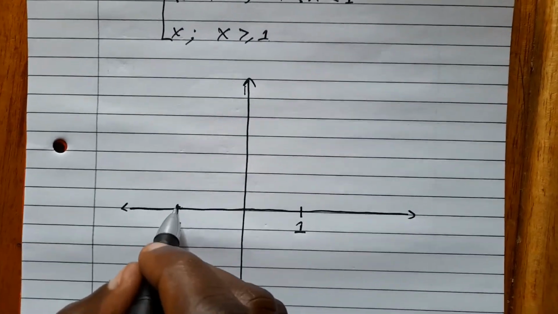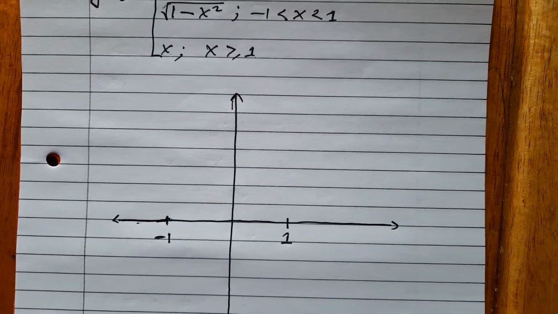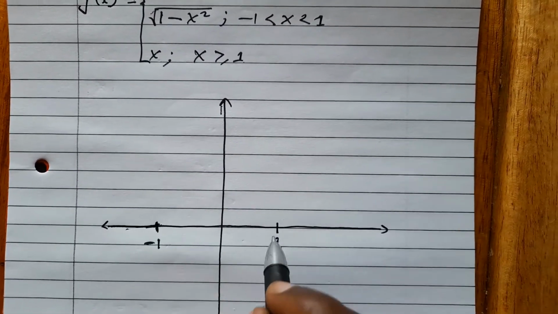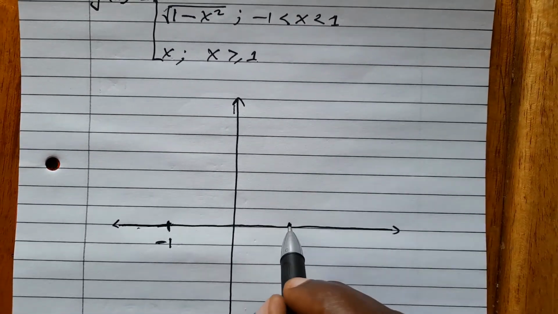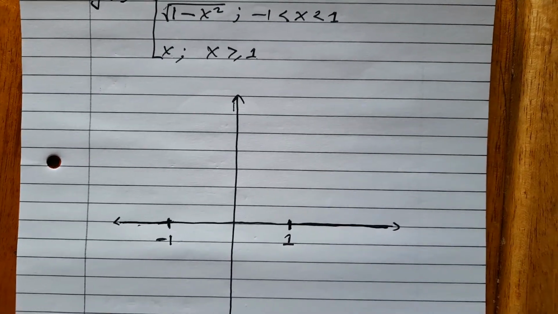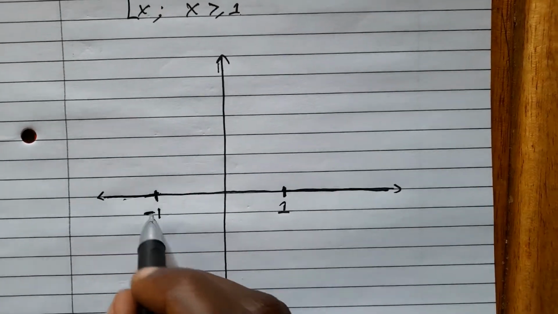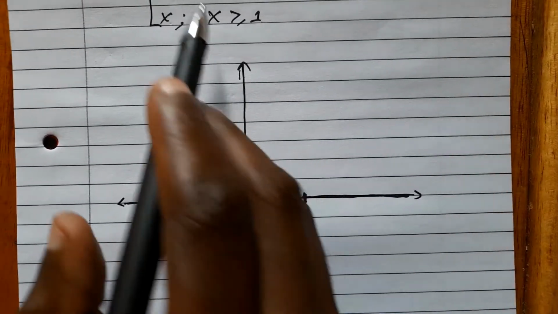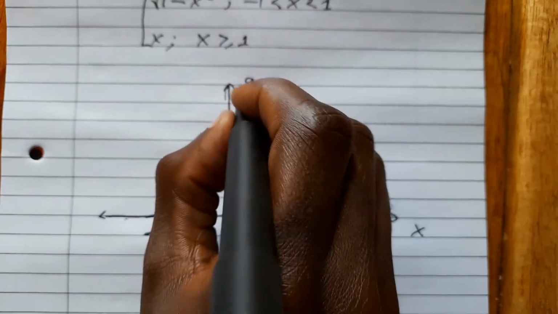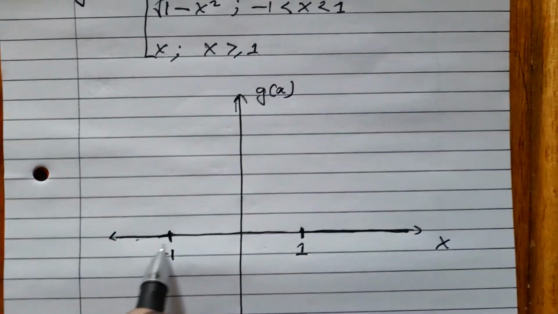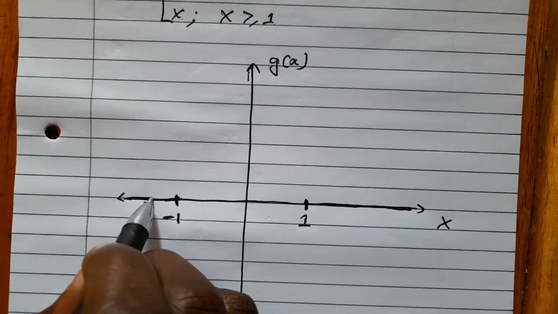That is, I'm having the piece below negative 1, that is less than negative 1. I'm having the piece in between negative 1 and 1. This is the second piece. And the third piece is greater than 1. The question is, how do I sketch that? Very simple. So for the first case, x is less than negative 1. We are saying g of x is 0. So this is my x and this is my g of x. So my g of x here is 0. So you realize this is where my g of x is 0.